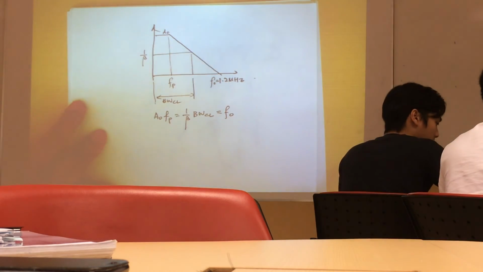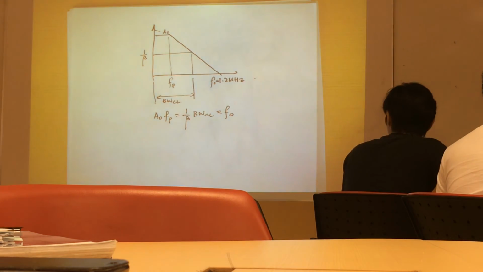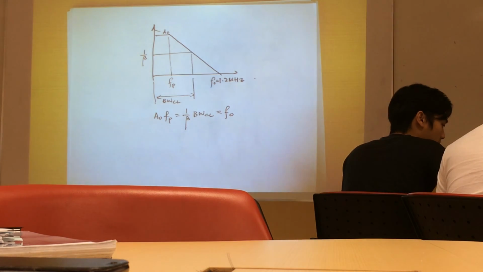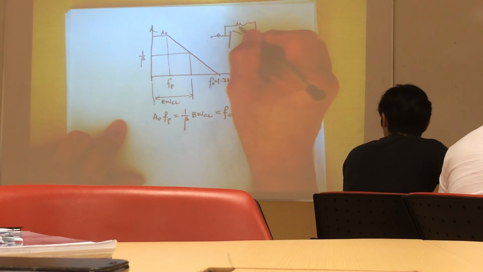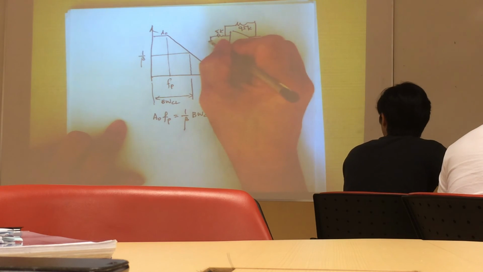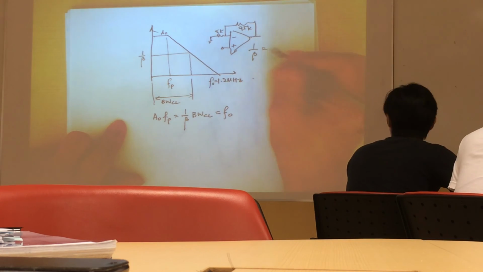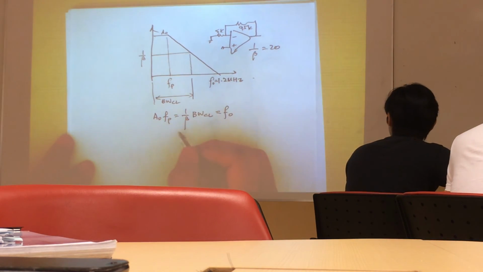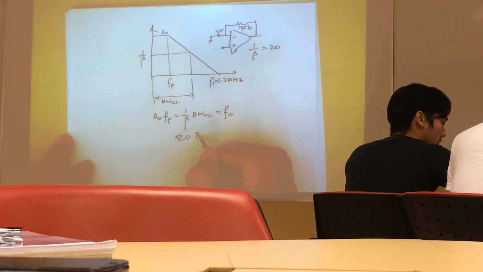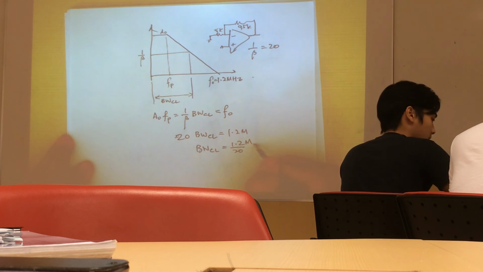And in this particular case, we are told what is the value of F0? 1.2 meg. And we are also told that the gain of this amplifier is 20, because you have 95 here, and this is 5, and we are entering from the non-inverting input, and therefore 1 over beta is equal to 20. And therefore we can write this equation as 20 times the closed loop bandwidth is equal to 1.2 meg. So the closed loop bandwidth is 1.2 meg divided by 20, and this is 60K.